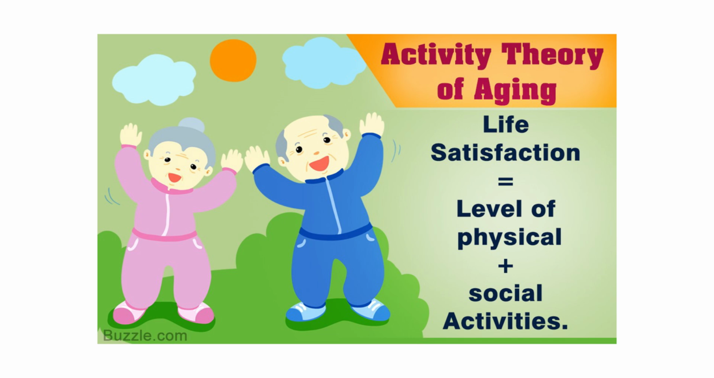The activity theory of aging is a psychosocial theory that suggests that people age more positively when they remain active and socially engaged. The theory is based on the idea that people develop a sense of self through activities and different roles, and that giving up these activities and roles as people age can lead to a loss of identity.